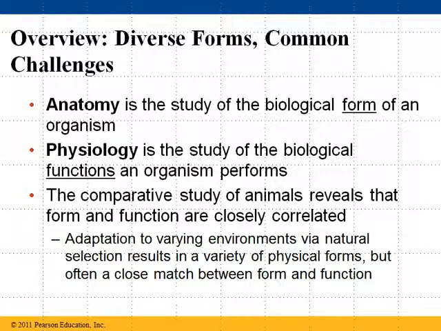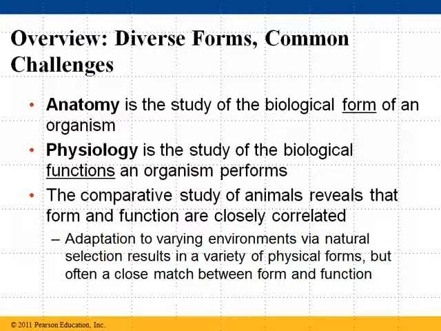Anatomy is the study of the biological form of an organism. Physiology is the study of the biological function an organism's body or parts perform. So when you talk about anatomy, you're talking about the parts, and when you talk about physiology, you're talking about what those parts do. The comparative study of animals reveals that form and function are closely correlated. And of course, I've already mentioned this probably numerous times in the course, form and function go hand in hand.